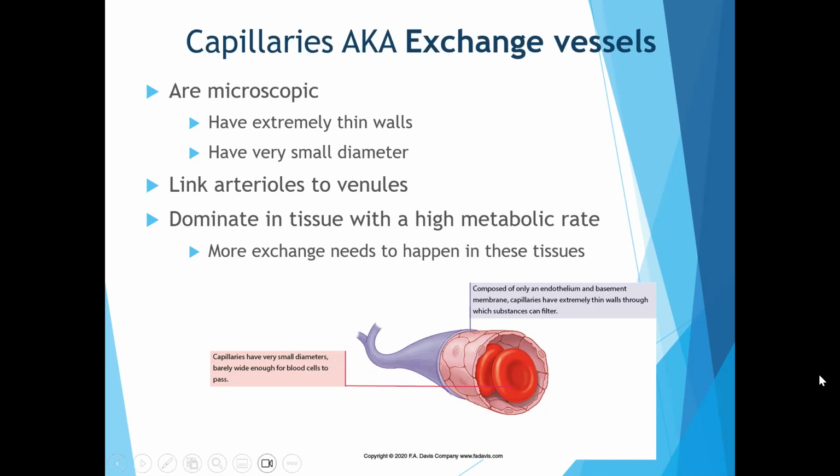So you can see it in the visual down here. They have very small diameters, barely wide enough for blood cells to pass. And they're only made up of that endothelium, which has a basement membrane, and then a really thin wall so that it's easy for substances to come and go.